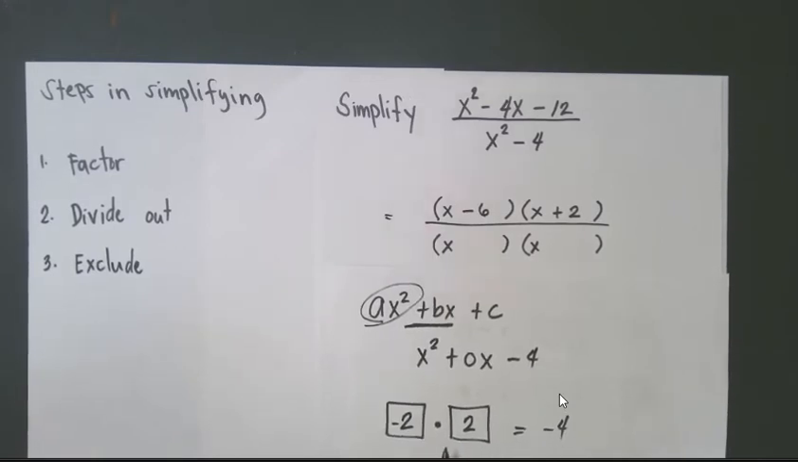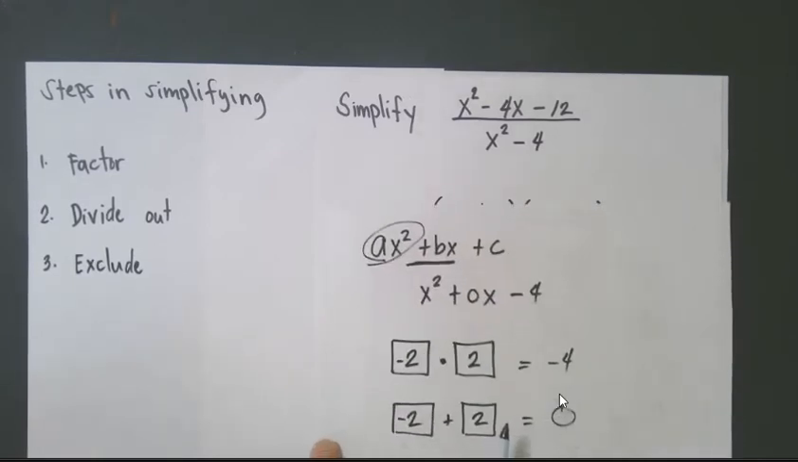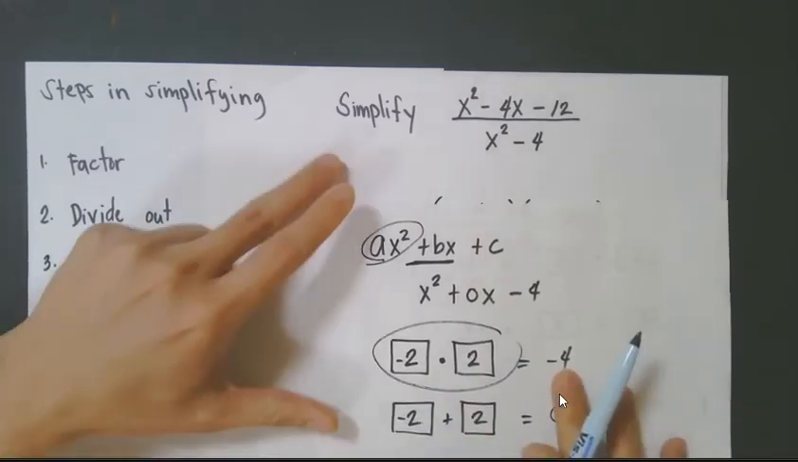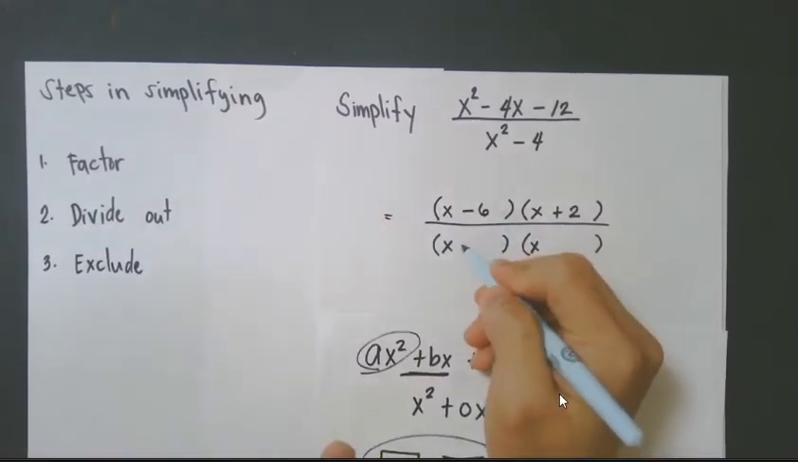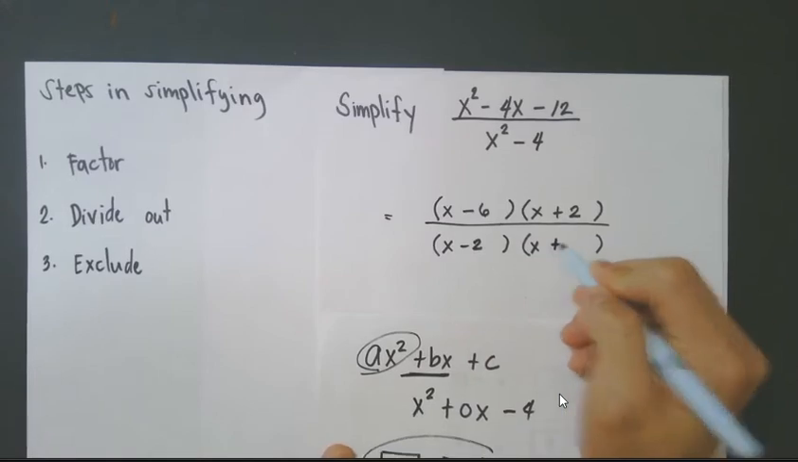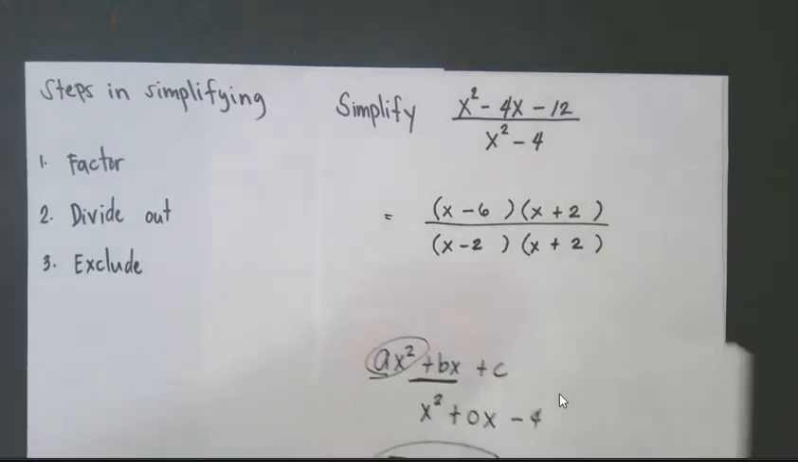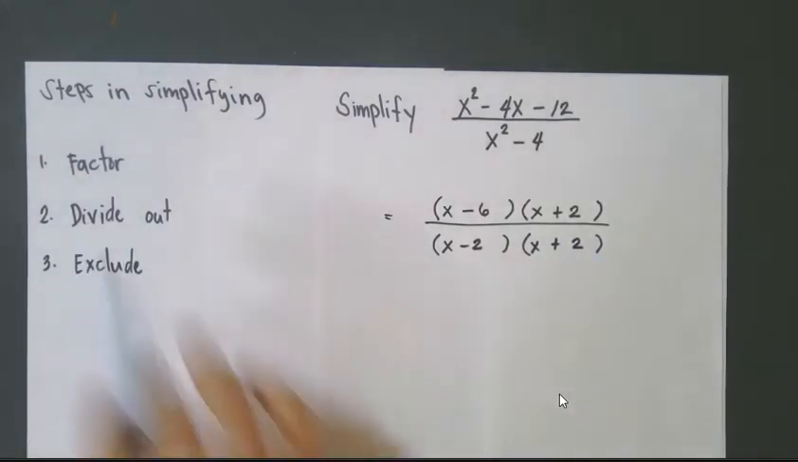So let's check that one again. Negative 2 times 2 will give us negative 4. Negative 2 plus 2 will give us a 0. So we're going to use negative 2 and positive 2. So that is step one, factor.